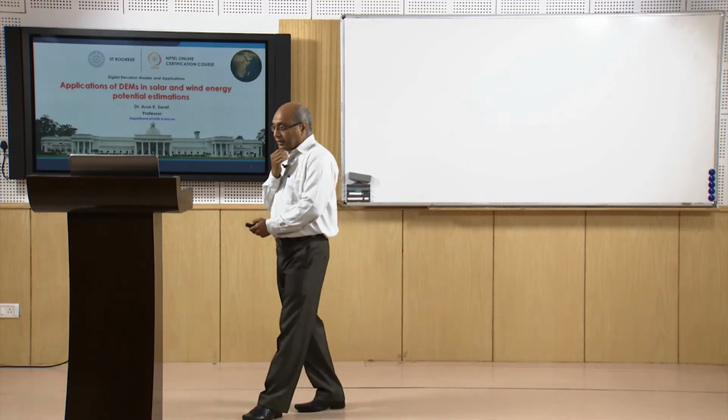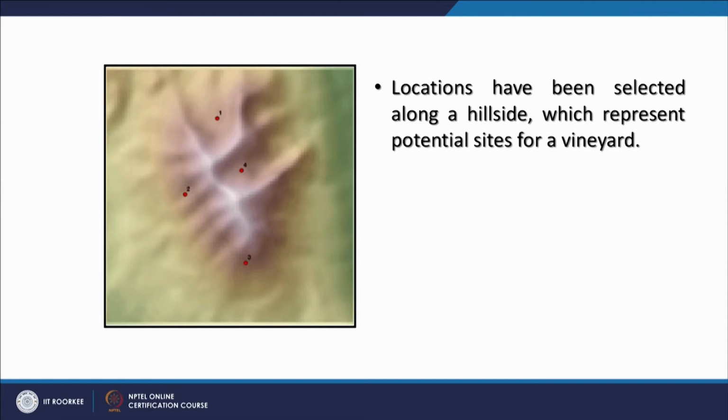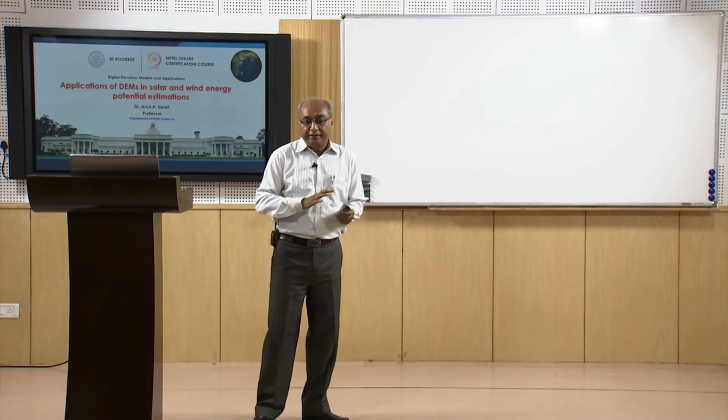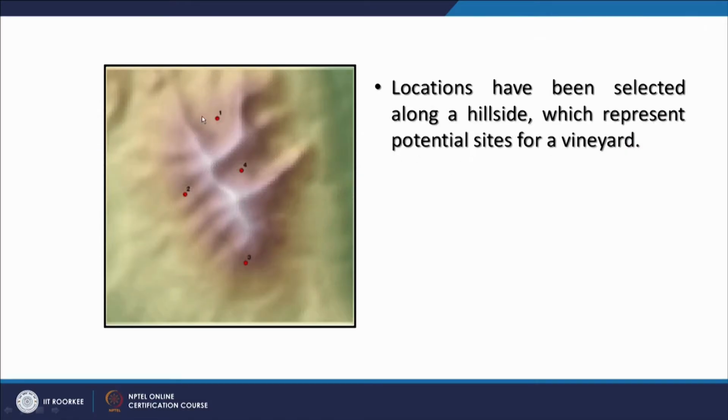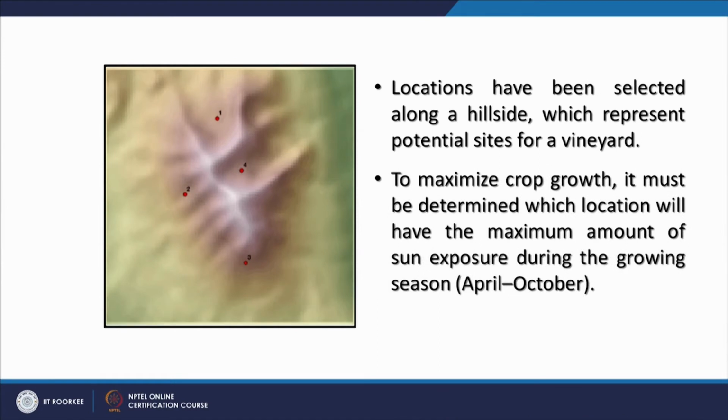And as mentioned, it has to be calculated for each location, so those locations have to be selected. Like in this example, 4 locations have been selected, but if we submit the entire area, it takes a hell of a time. So one can start with this: if these are the potential sites for vineyards, 4 locations are shown over a shaded relief model which is derived from a digital elevation model, and then to maximize the crop growth, it must be determined which location will have the maximum amount of sun exposure during the growing season, say April to October.